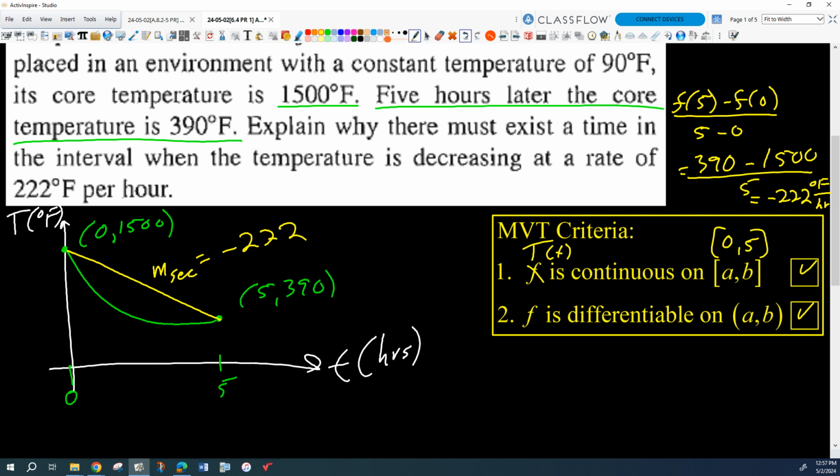So MVT guarantees that there's going to be at least one place where the slope of the tangent line equals the slope of the secant line. So it must at at least one place have exactly that rate of change. It turns out there would be only one place because the rate of change of temperature is going to decrease with time. Absolute value, I guess, of that. It's going to start off cooling rapidly and end up cooling less rapidly at the end. Okay, that makes sense.